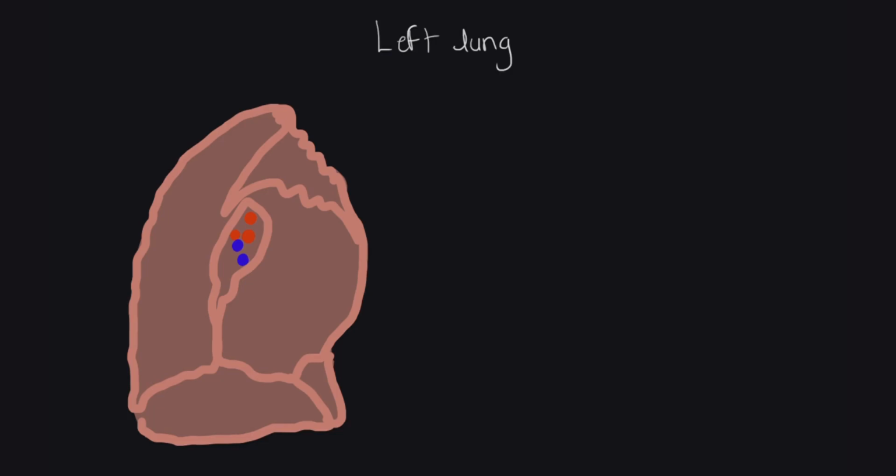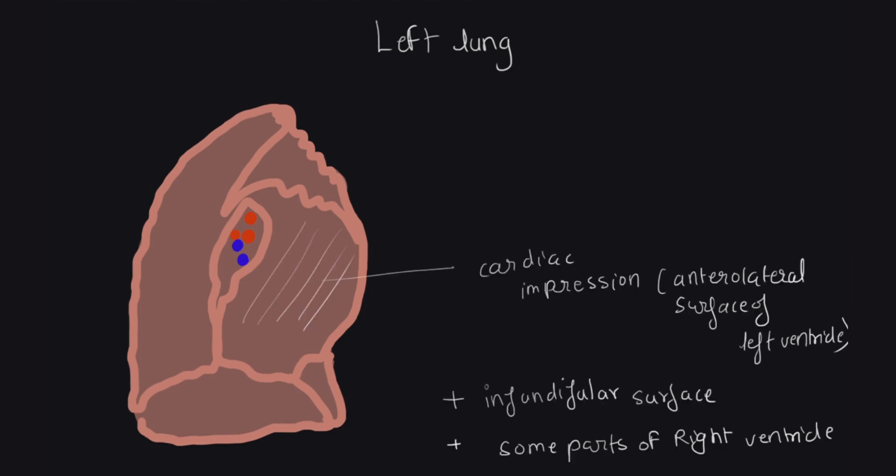All right, so let's look at the relations of the left lung. Most of the relations are usually perceived with the help of the impressions that are found on the medial surface of the lungs. The first impression we're going to look at is known as the cardiac impression. The cardiac impression is mostly made by the anterolateral surface of the left ventricle of the heart. And then we have the infundibular surface, and some parts of the right ventricle that also make up the relations of the medial surface of the left lung.